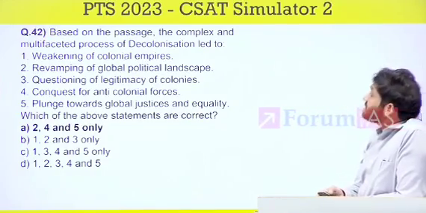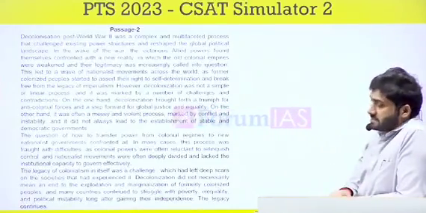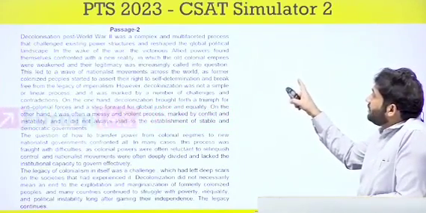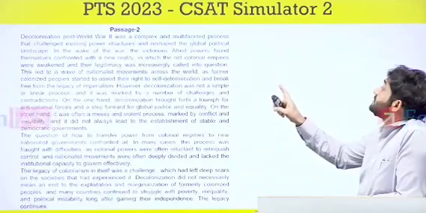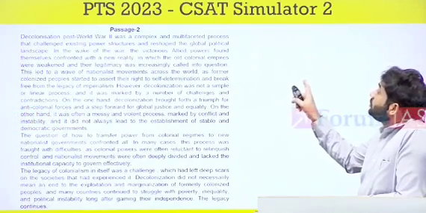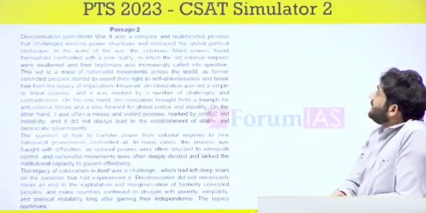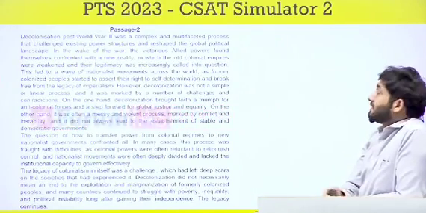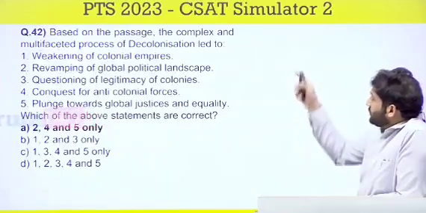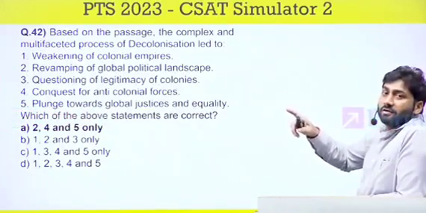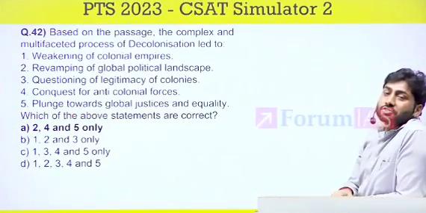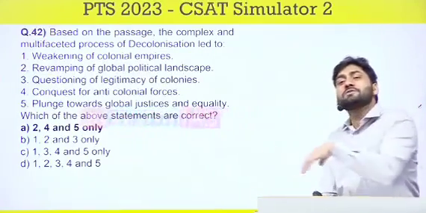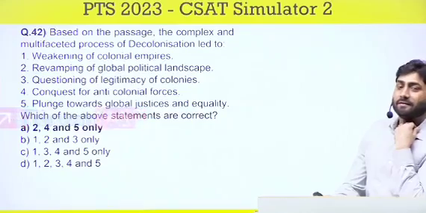Third, questioning the legitimacy of colonies. Here, where you see the legitimacy, it is where the old colonial empires were weakened and their legitimacy was increasingly called into question. The Allied powers, though they were winners, found themselves confronted with realities where their legitimacy was being questioned. That was not the result of decolonization. This was the cause of decolonization. Because their legitimacy was questioned, that is what led towards decolonization. Are you getting my point? I hope.